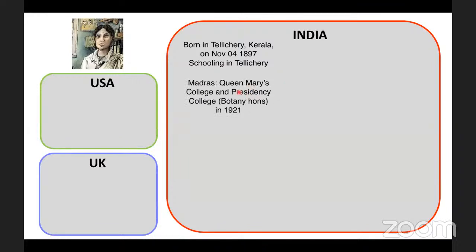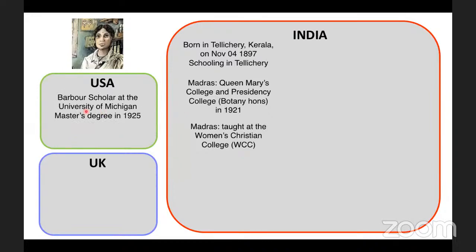Then she went to Madras. She did her graduation at Queen Mary's College and then did an honors in botany from Presidency College in Madras in 1921. After finishing college, she started teaching at Women's Christian College in Madras. While she was teaching at this college, she got a fellowship. With this fellowship, she went to the US. She got this Barber Scholarship and went to the University of Michigan and did her master's degree in 1925. She returned to India and continued teaching at the Women's Christian College. But after a year or so, she was invited back to the University of Michigan as a Barber Scholar and did her PhD, a doctorate degree. She actually was the first Asian woman to do a PhD in botany from the US.